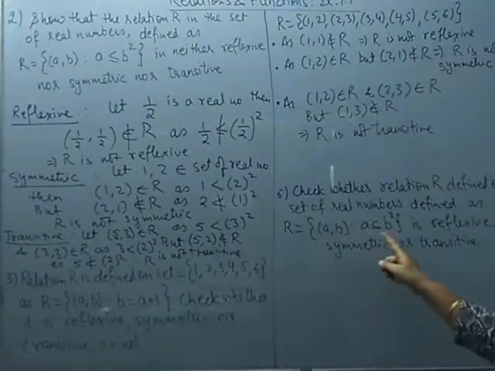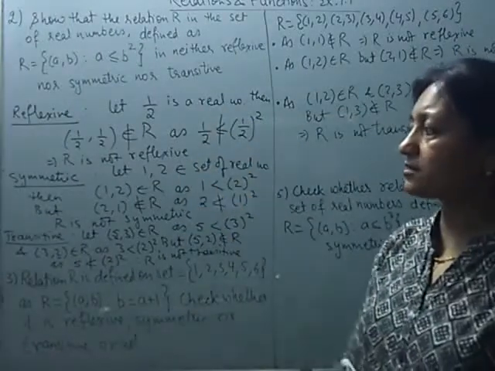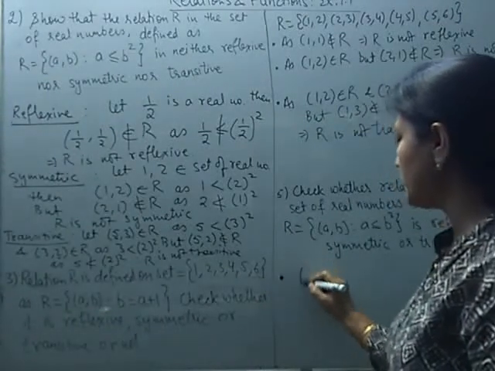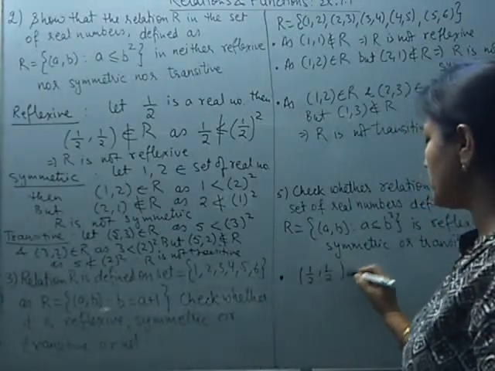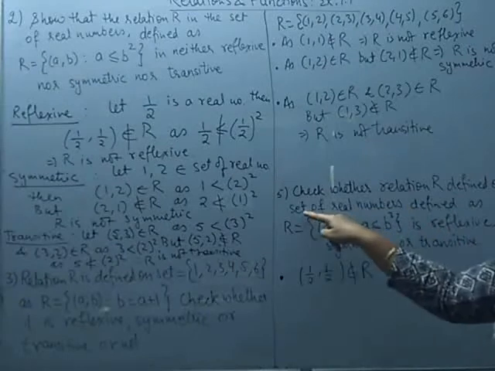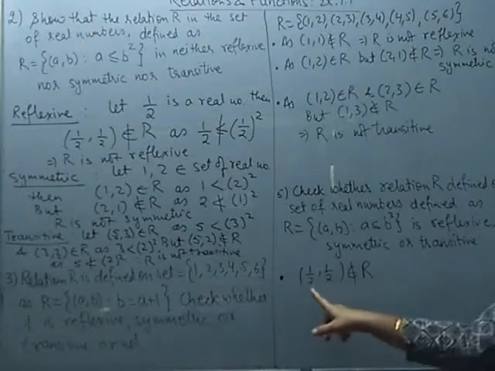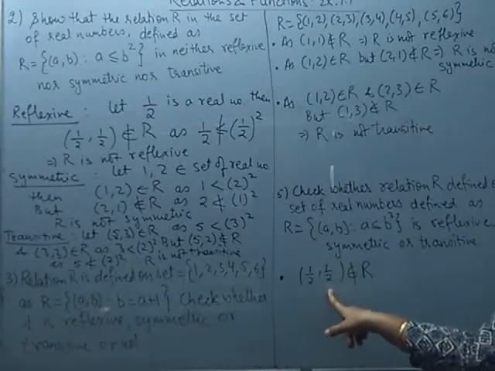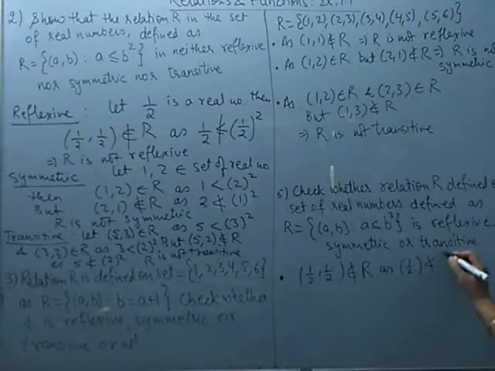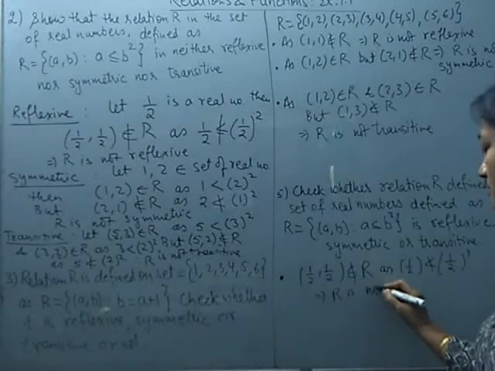The only thing is the first element should be less than or equal to the cube of the second. You can see for reflexivity and symmetric, we can take the same examples. Okay, for the first one, I can quickly write 1 by 2 comma 1 by 2 does not belong to R. Why am I taking fractions here? Again, they have defined the relations in the set of real numbers. So you can take any real number, rational or irrational. So we write 1 by 2 comma 1 by 2 will not belong to R, as 1 by 2 is not less than the cube of 1 by 2. So this implies R is not reflexive.